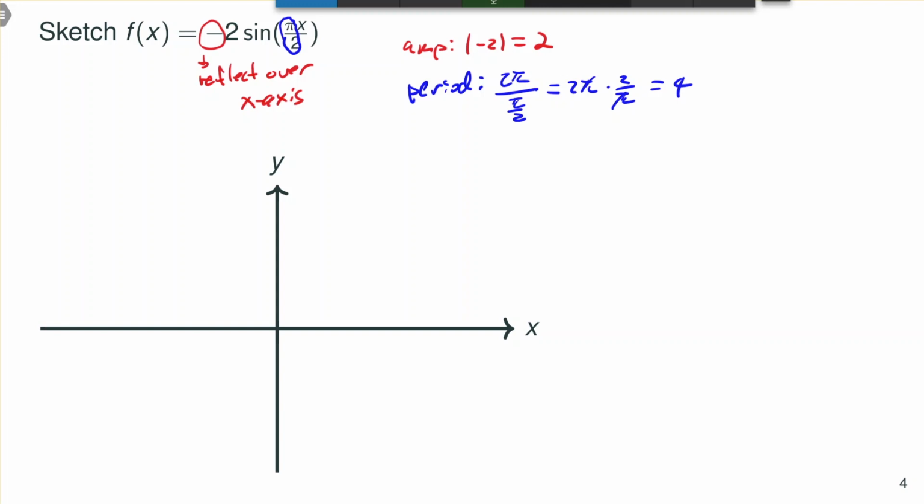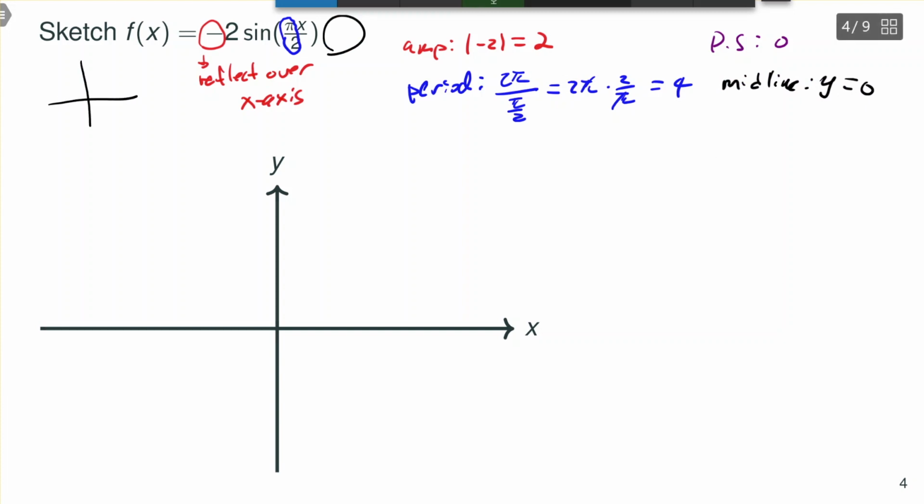And phase shift, there's none because I can plug 0 here. So phase shift, remember right here, is 0, which is none. Midline is also none. There's no number added or subtracted here. Midline is just y equals 0. And we know the sine graph has a shape like this. So first, after you find all this information about the function, always find the primary points.